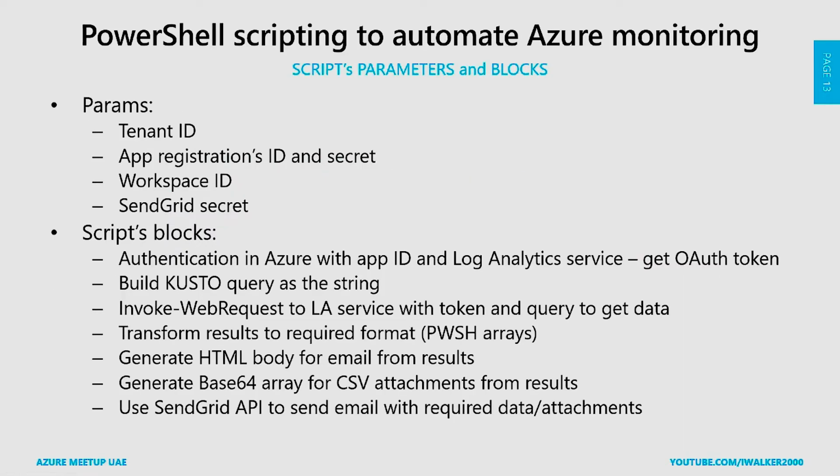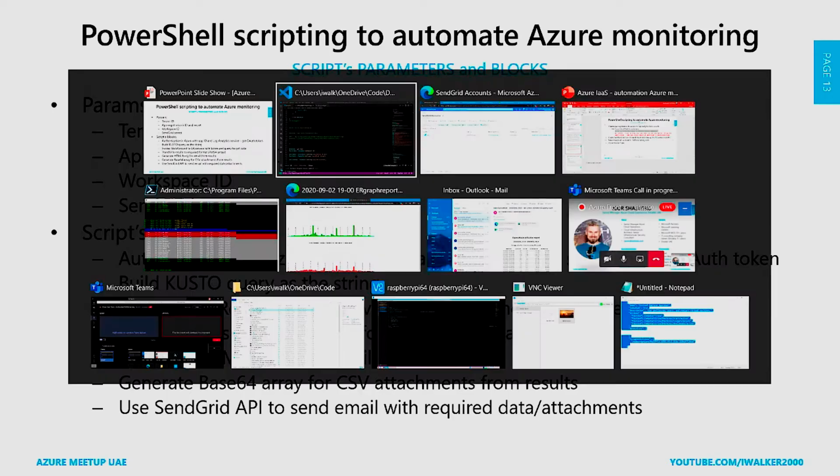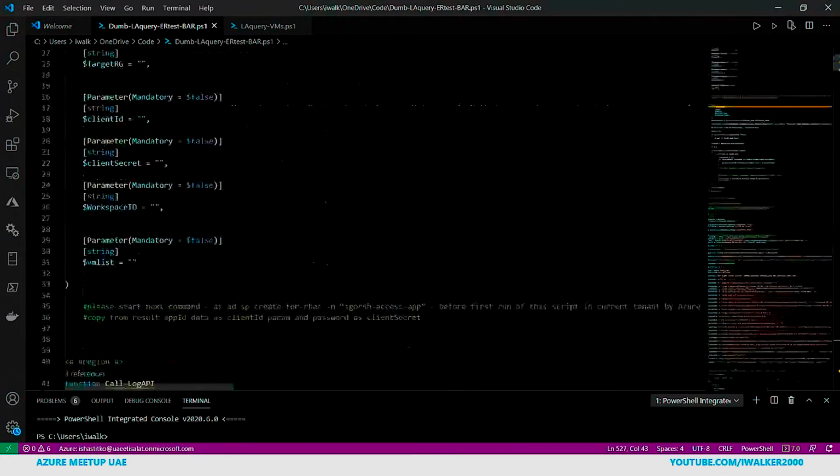These are the script parameters and the main blocks of the script. First, to identify properly, you need the tenant ID, the registration ID, and the secret that is shown by the command when you create the application registration. You need the Log Analytics workspace ID to get the data, and you need the SendGrid secret too. All these typical parameters are placed here.